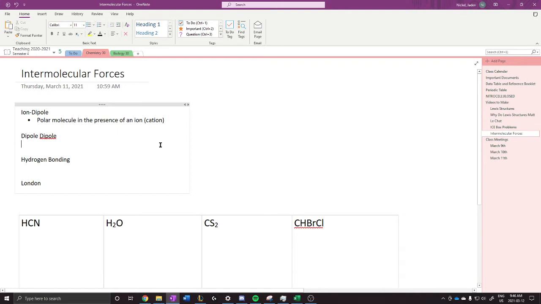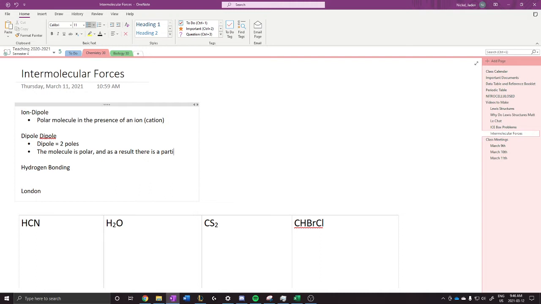A dipole, all that means is that we have two poles, and in this case it means that the molecule is polar, and as a result there is a partially positive and partially negative end to the molecule.